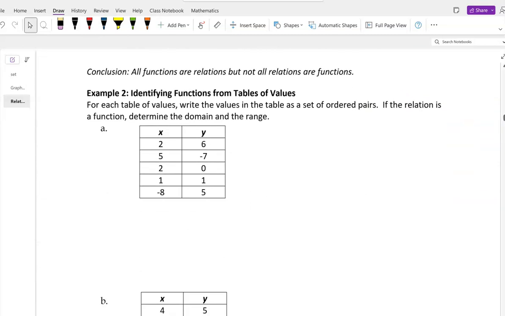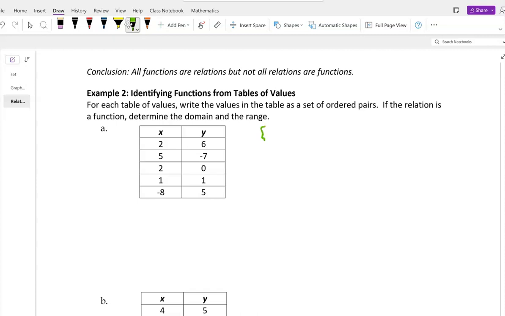Next, same kind of question. Identifying functions from a table of values. So it's just a different way to represent it, but we're still being asked the same question here. For each table of values, write the values in the table as a set of ordered pairs. If the relation is a function, determine the domain and range.